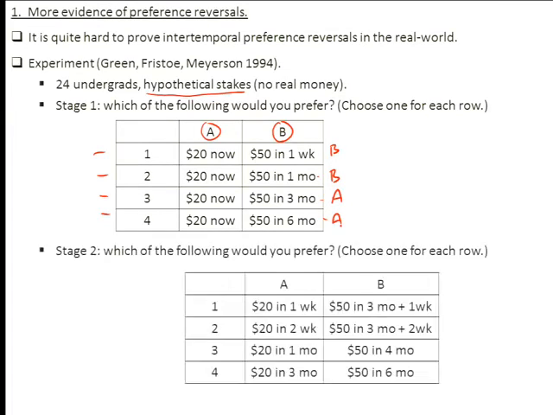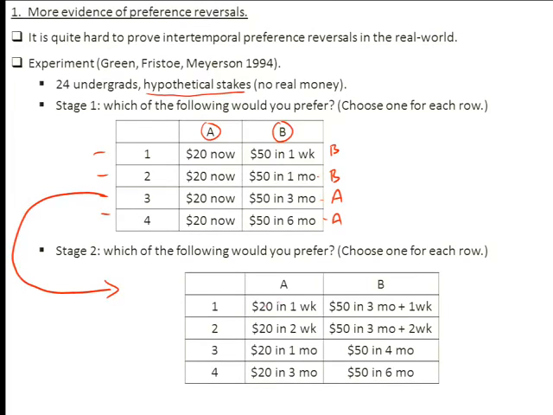So then in stage 2, they take that answer, right? They take the first row where you said I'm not patient enough, and they take that time delay, which in this case was 3 months, and then they start pushing that entire 3-month window out into the future. Okay? And they ask you, which would you prefer? Basically, they're asking how far in the future would I have to push all of that for you to become patient enough to wait.